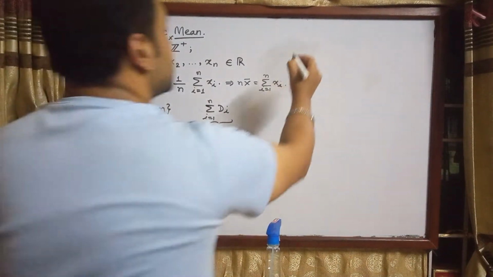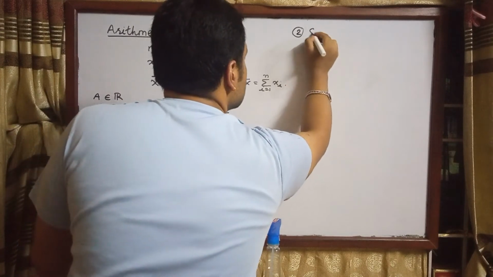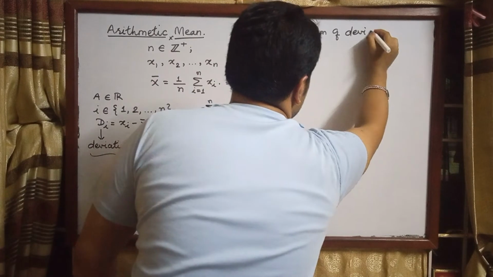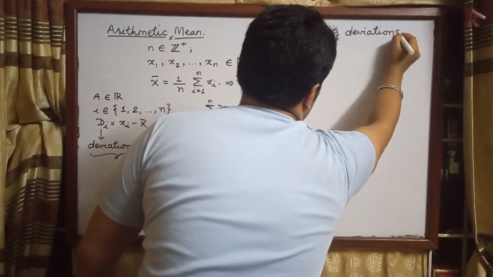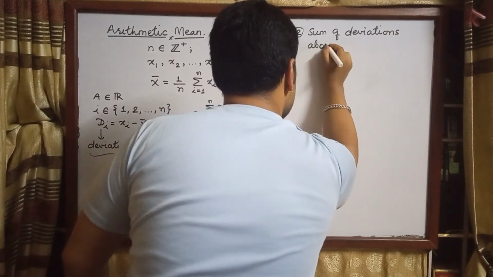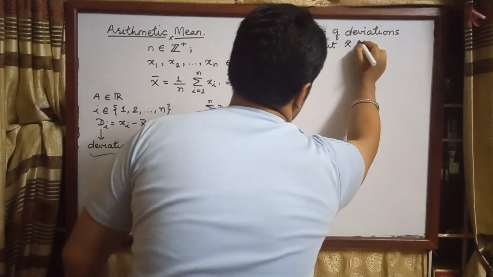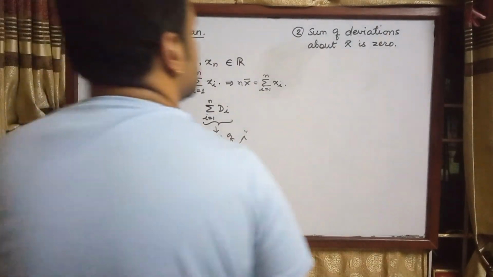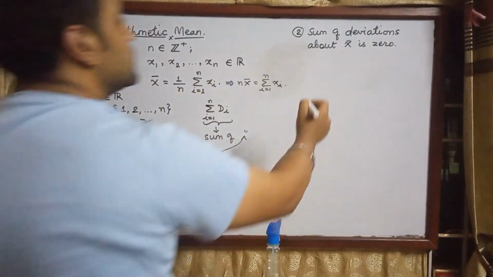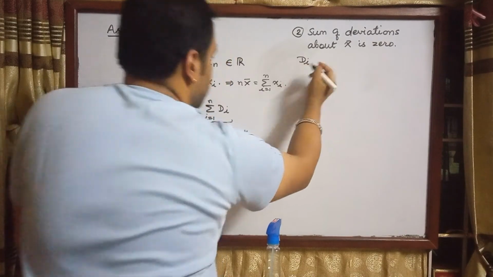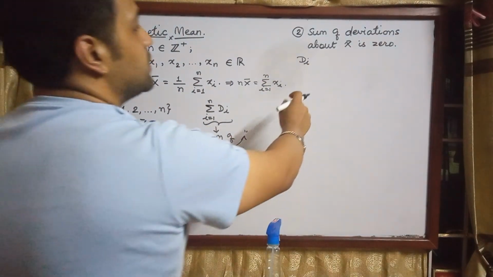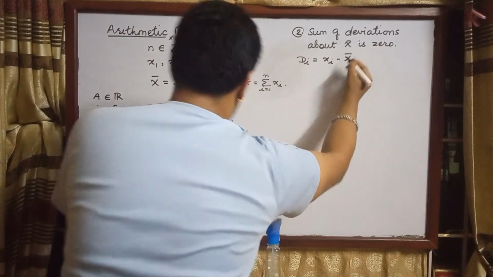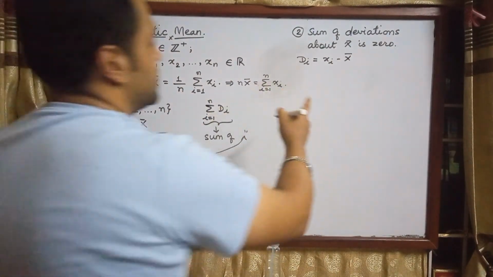All right, and the second property is that the sum of deviations about the mean is 0. Wow. All right, let di be the deviation about the mean. Then di is defined by xi minus x bar. Okay, now let's sum them up.